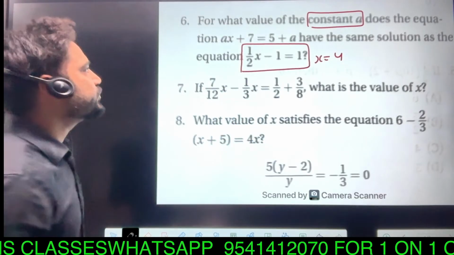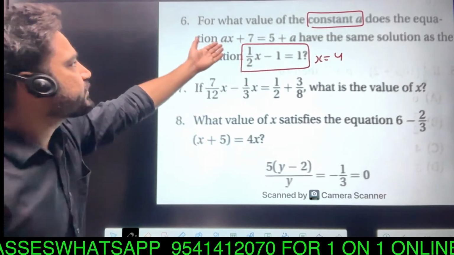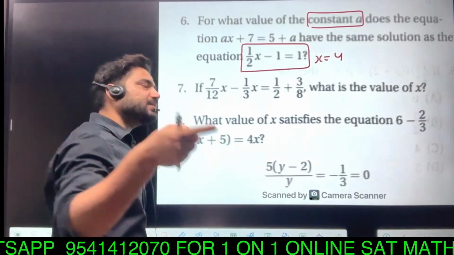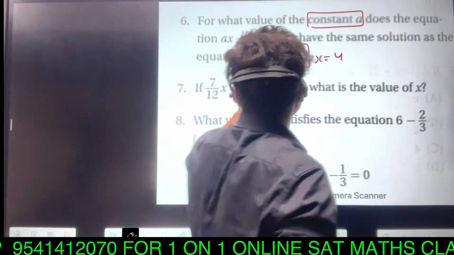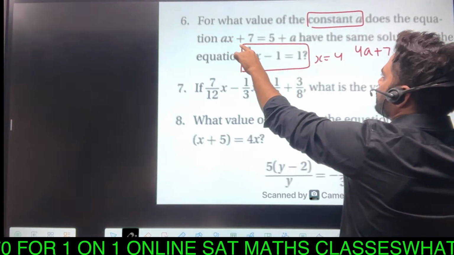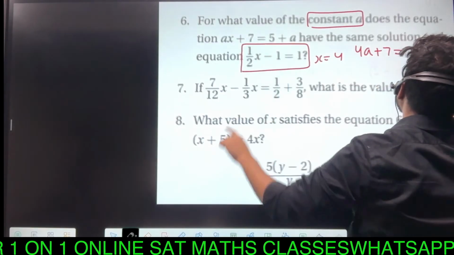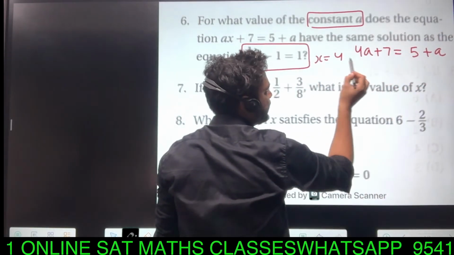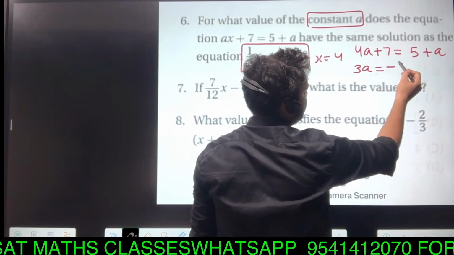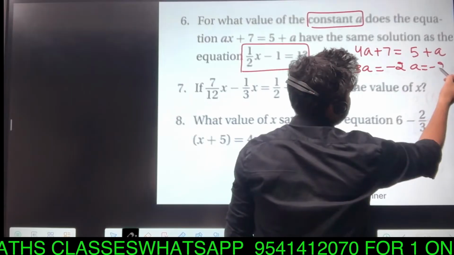Now if the x value is 4, then we will put the value of x, 4, here because their solution is the same. It means the value of x is the same in both the equations. So if x is 4, we will put 4 here. It will be 4a plus 7 is equal to 5 plus a. So this a will get subtracted here. It will be 3a, and 5 minus 7 is minus 2, so the a value is minus 2 by 3.